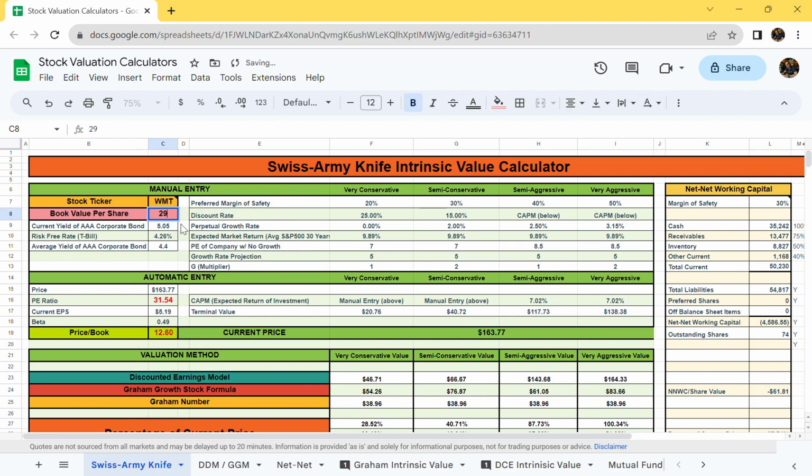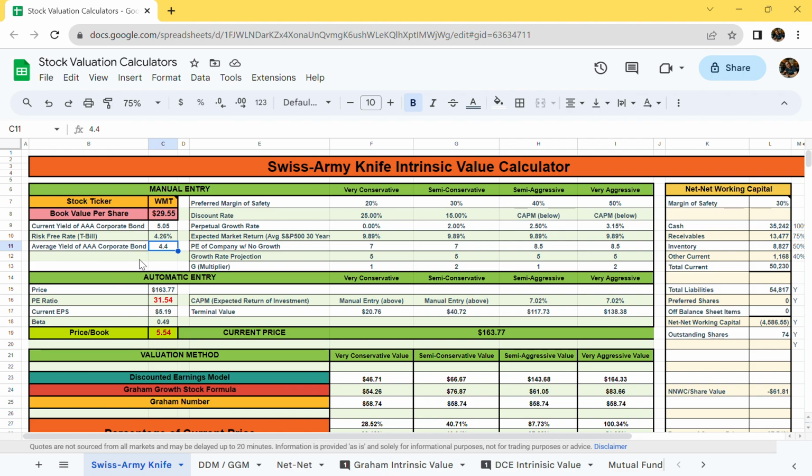I think that's what I had. Current yield of AAA corporate bonds, 5.05%. Risk-free rate of the 10-year T-bills at 4.26% as of today. Average yield of AAA corporate bonds at 4.4%. And I believe that's over like 50 years or something.